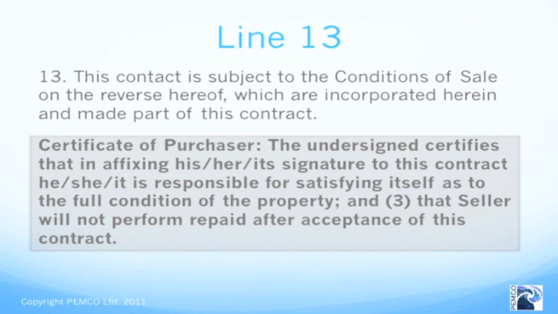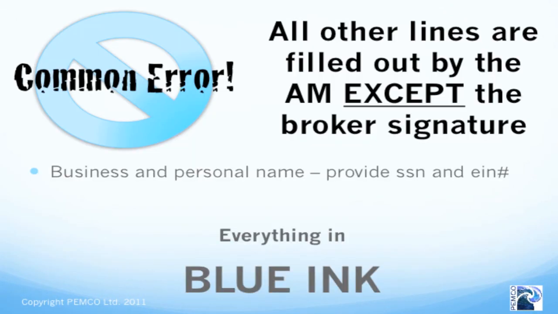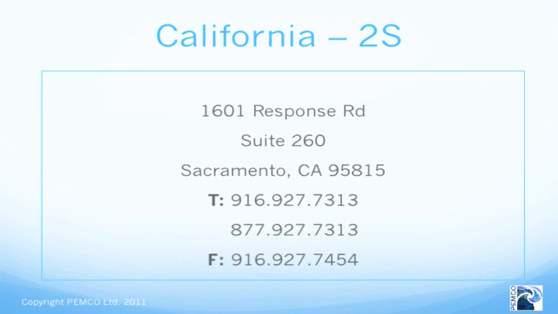All further lines are auto-populated or filled in by the asset management company, except for the broker's signature in the bottom center. Please make note that if you are using your actual name and your business name, a social security number and EIN number will be required. Once again, if your business name and your personal name are on the contract, please provide us with both social security and EIN numbers.